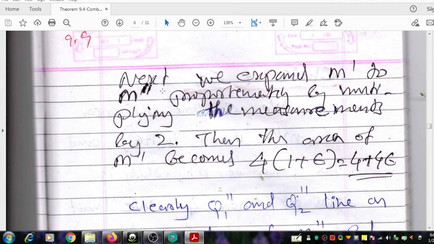And then what happens to the area of M double prime? When the measurements are doubled, the area of the new set will be four times that of the original area. The area of M prime is one plus epsilon. So when it is expanded by multiplying all dimensions by 2, the area of the new set becomes 4 into 1 plus epsilon. That is 4 plus 4 epsilon.